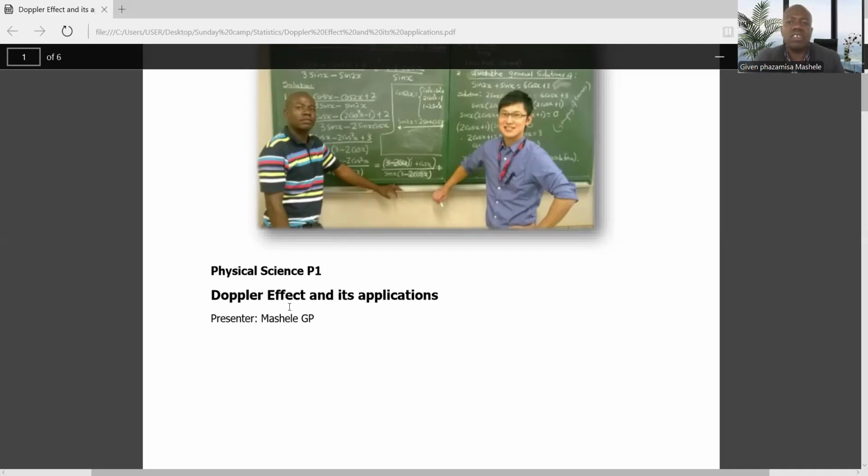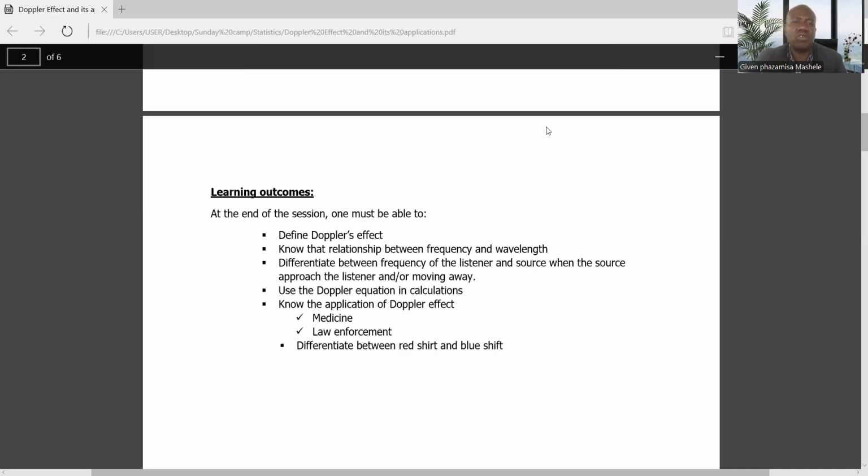Let us check what we need to cover by the end of this session. At the end of the session, one must be able to define the term Doppler's effect, and also know the relationship between the wavelength and the frequency, particularly when dealing with sound and also light.